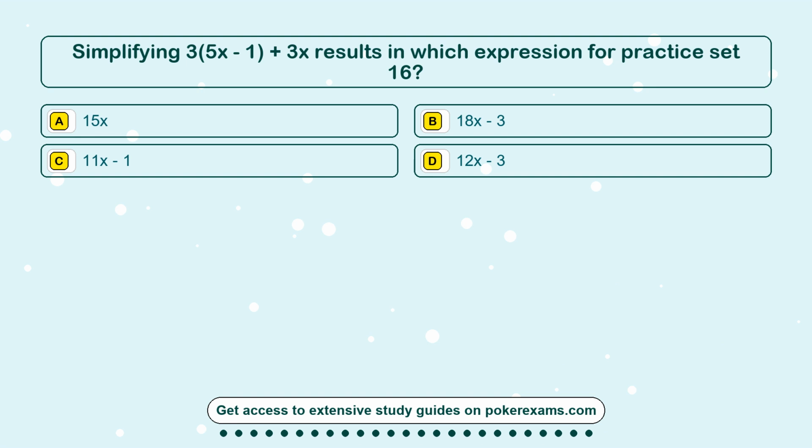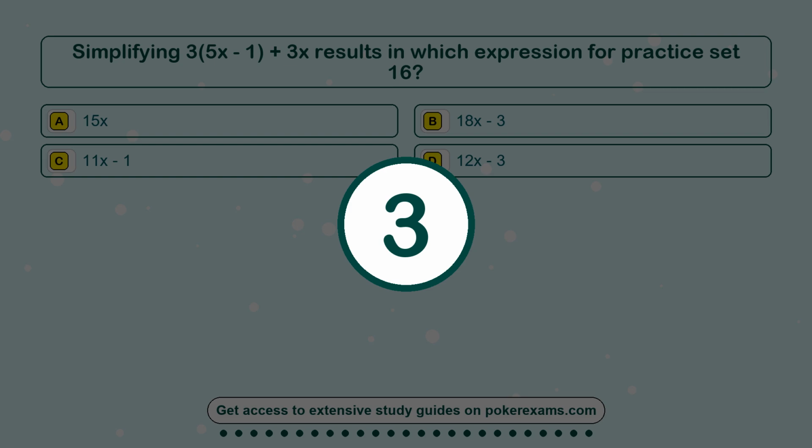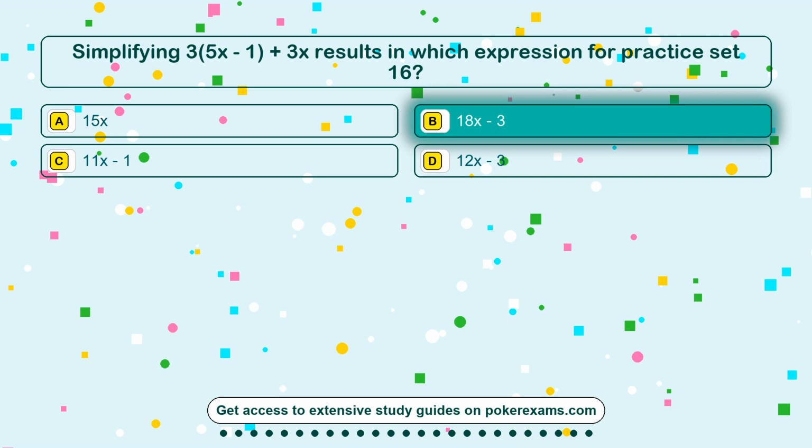Question 7. Simplifying 3(5x minus 1) plus 3x results in which expression for practice set 16? Option A 15x. Option B 18x minus 3. Option C 11x minus 1. Option D 12x minus 3. The correct answer is option B, 18x minus 3.